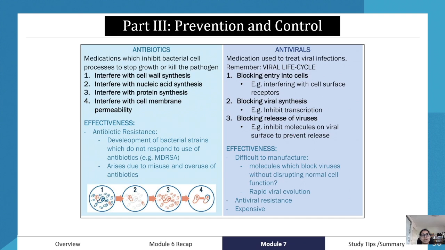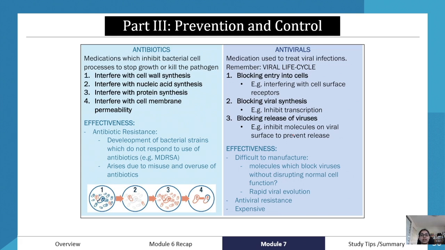Their effectiveness depends obviously on the antibiotic and also the disease, but we have seen antibiotic resistance become a big issue recently. The same thing happened with the antibiotics for malaria as well. The pathogen has become resistant to it. So antibiotic resistance is the development of bacterial strains which do not respond to antibiotics. Bacterial strains adapt to the antibiotic and stop responding to it. That is what happened with malaria, and this arises due to misuse and overuse of antibiotics.